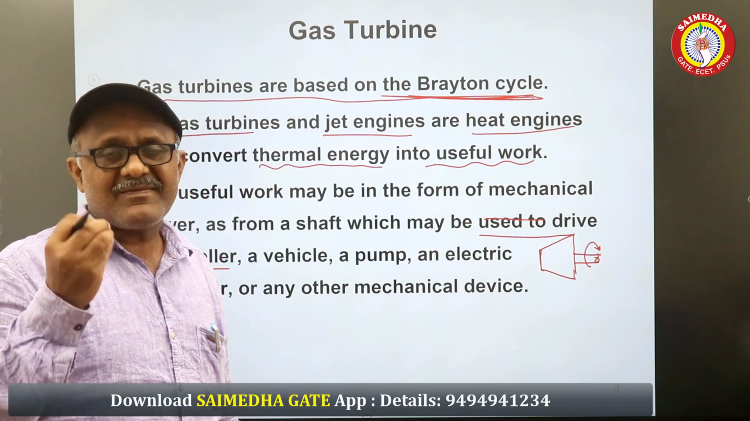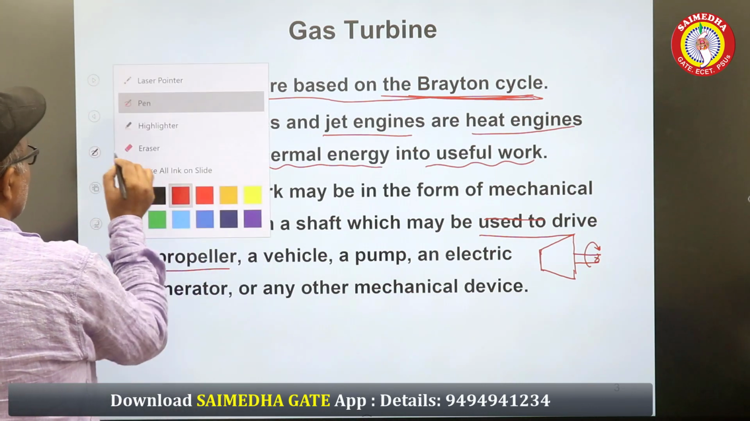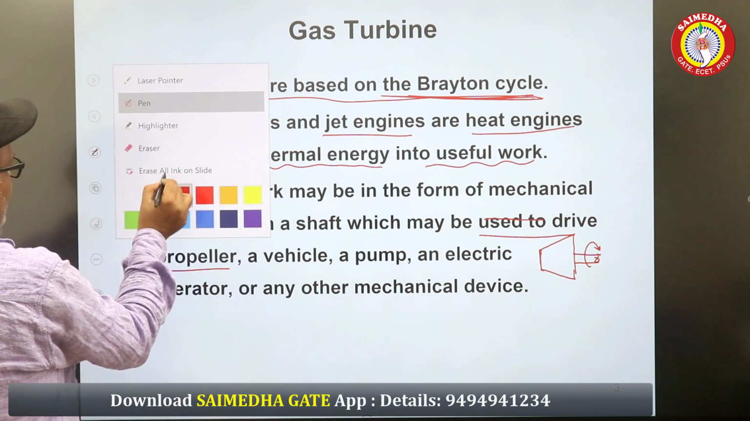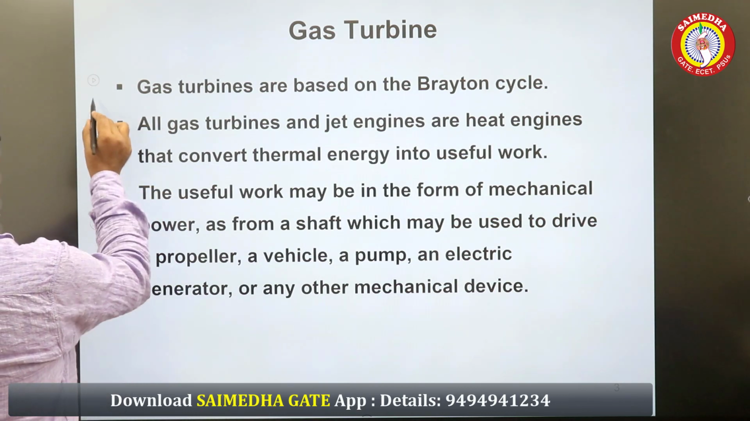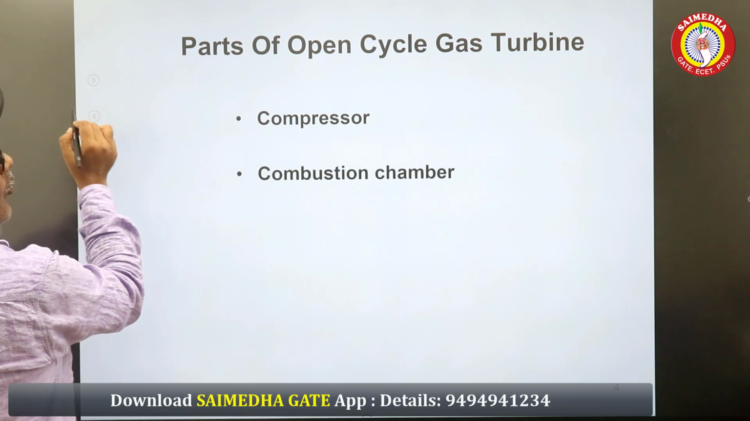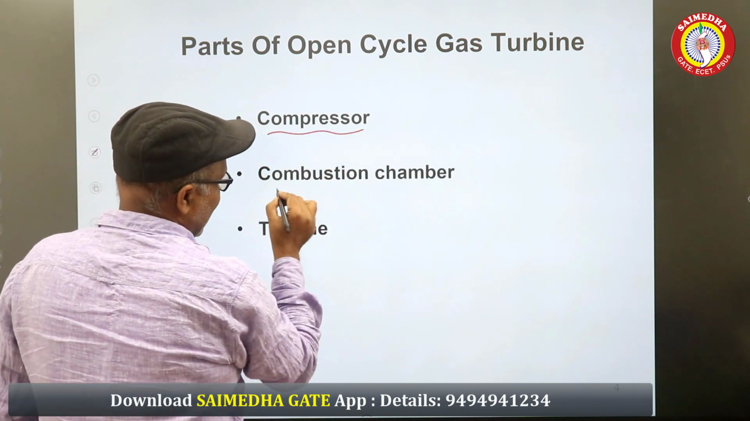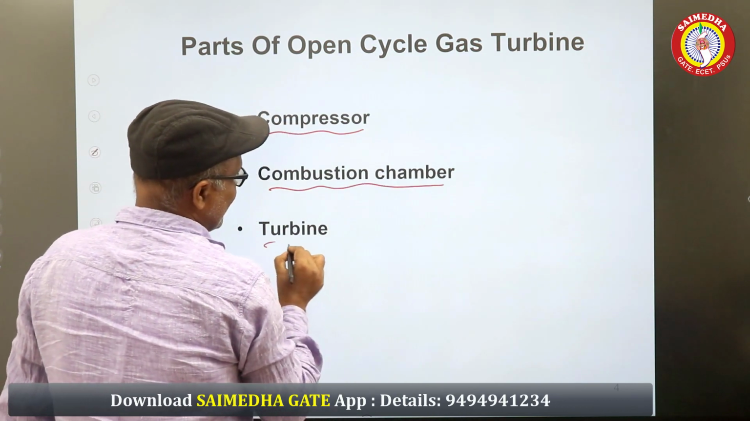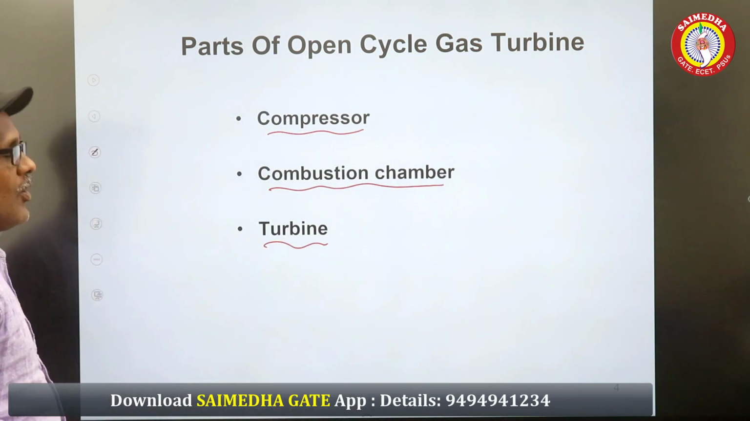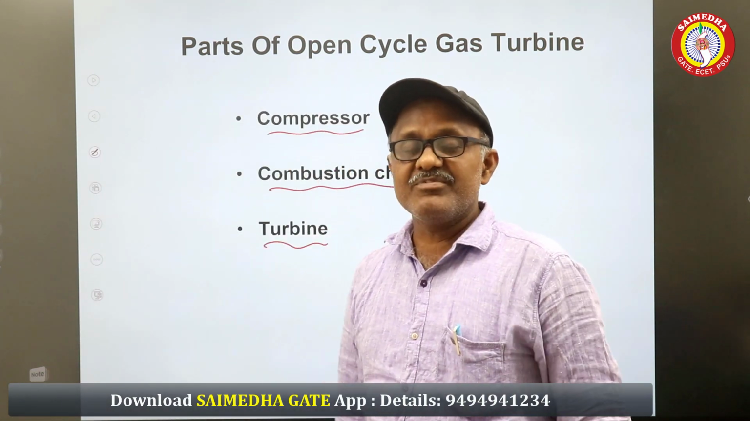The gas turbine may be connected to any mechanical devices, my dear friends. All of it clear? Yes or no? So the next one. What are the parts of the open cycle gas turbine, my dear friends? Compressor, combustion chamber. Next one is a turbine. So compressor and so on. What is a compressor? What is the purpose of the compressor?